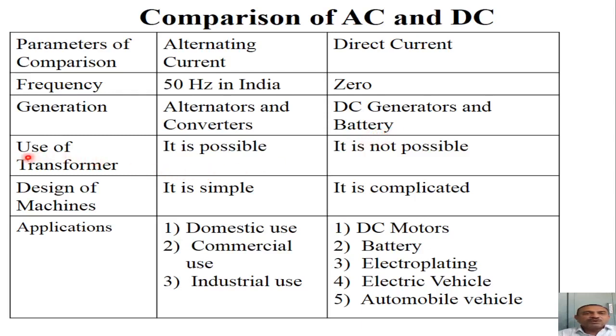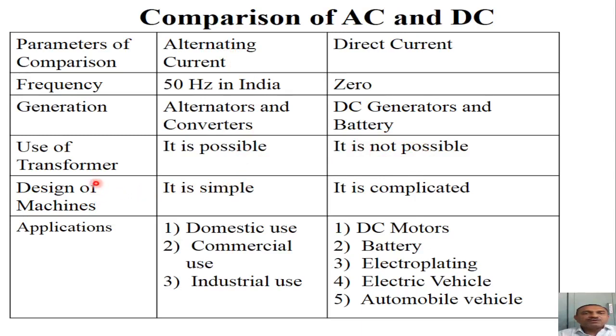The next point for comparison or parameter is the use of transformer. Transformer here is a device or equipment which transforms the voltage in an electrical system, that is, the voltage is stepped up or stepped down without any change in the frequency. So such a device is possible only for the alternating current system. For the DC current system, this device is not possible because its working itself is based on the alternating current only.